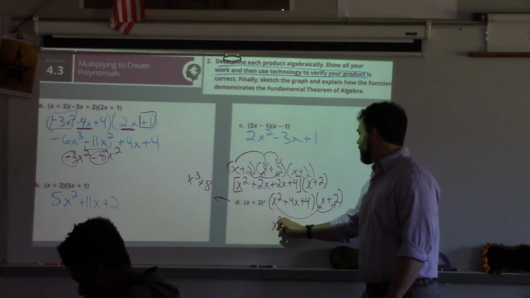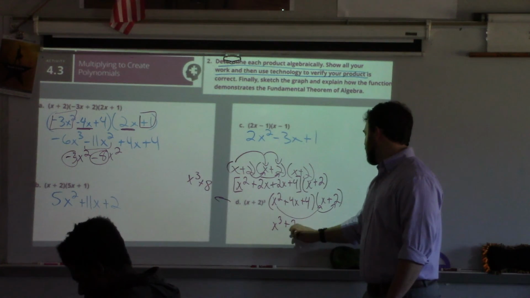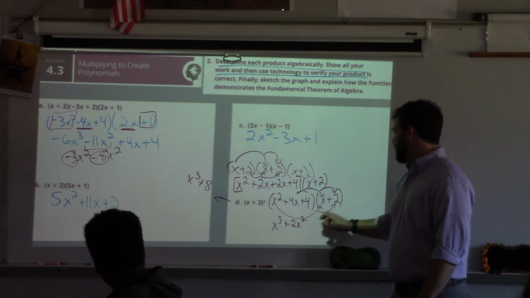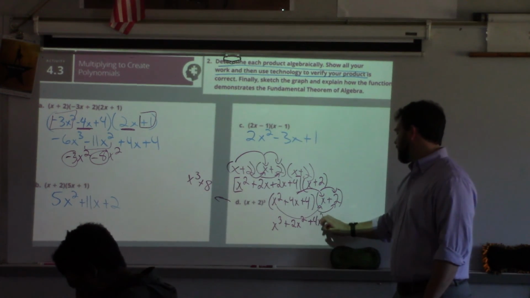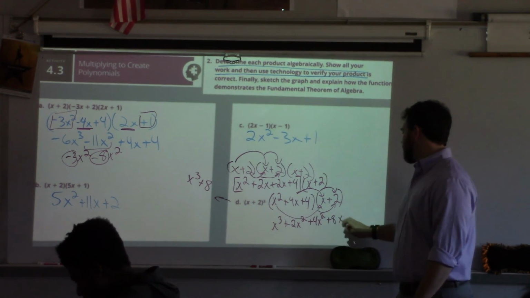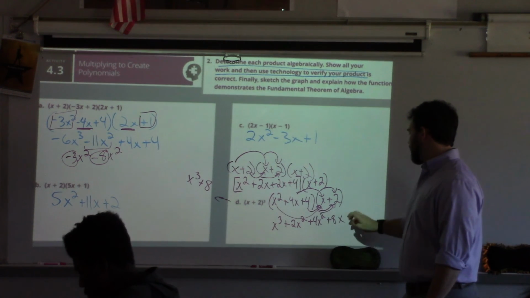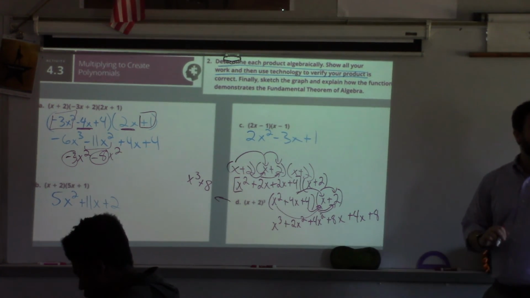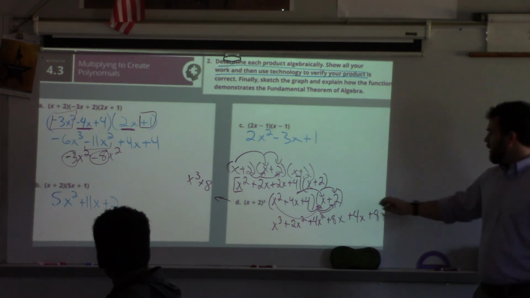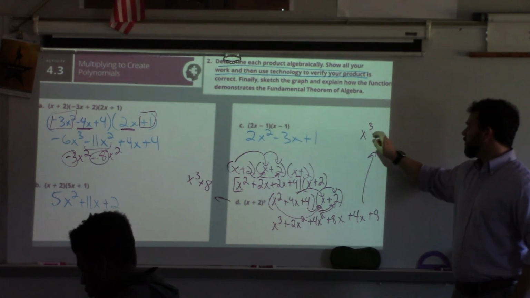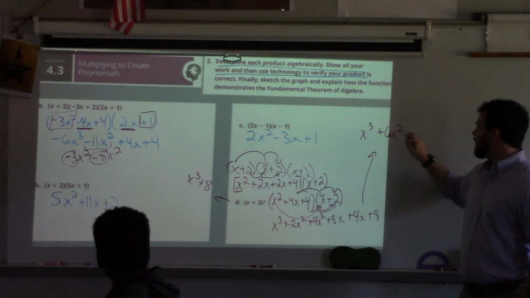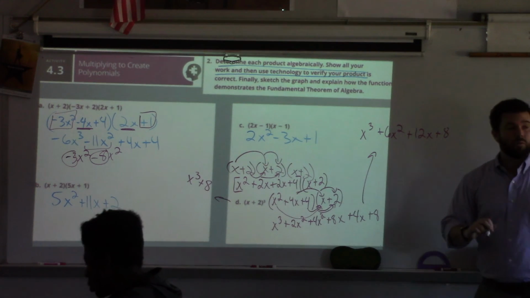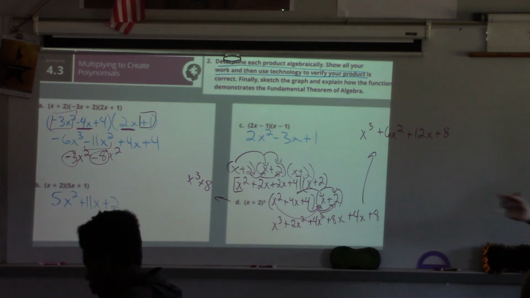So x cubed plus 2x squared plus 4x squared plus 8x plus 4x plus 8. Is that what we all got up to this point? Yes? Yes. And then I get x cubed plus 6x squared plus 12x plus 8. Yep. Was that equivalent to the factored form?